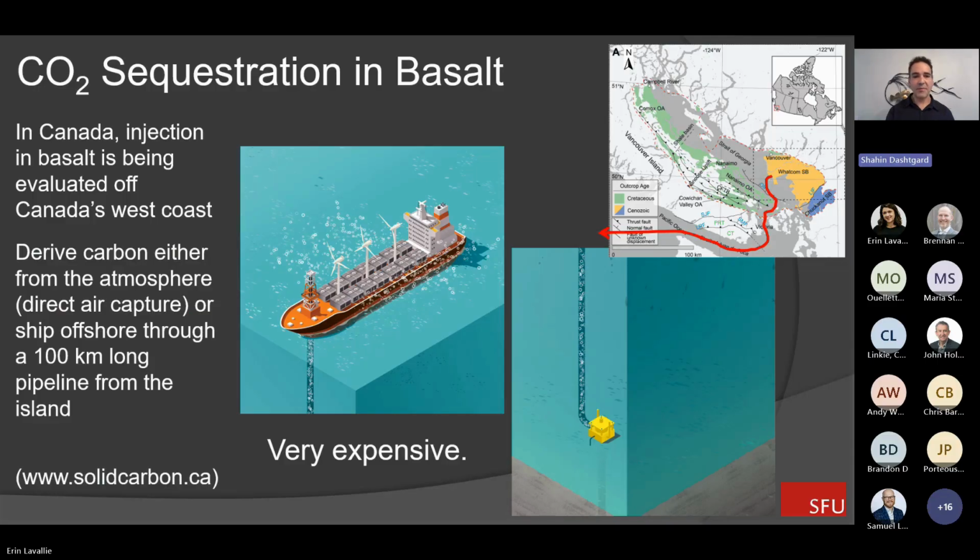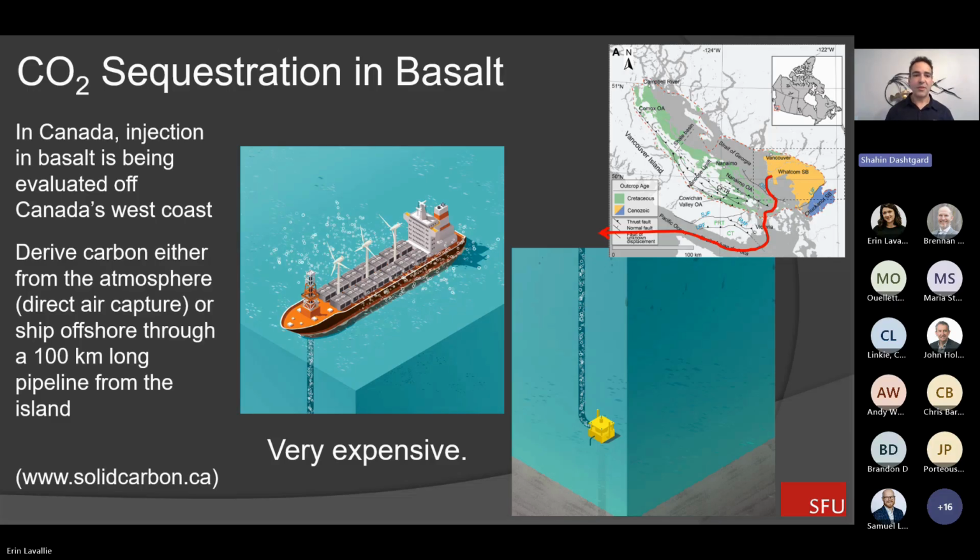Just to give you an example of what's being looked at off the west coast of Canada: the idea would be to build a stainless steel pipeline through the Strait of Juan de Fuca out into the middle of the ocean, and then inject into porous basalt out there. That would be incredibly expensive.